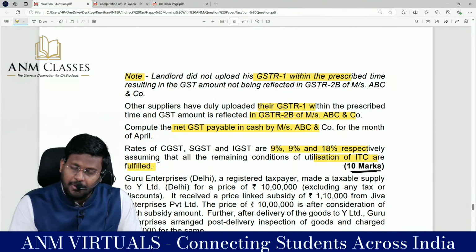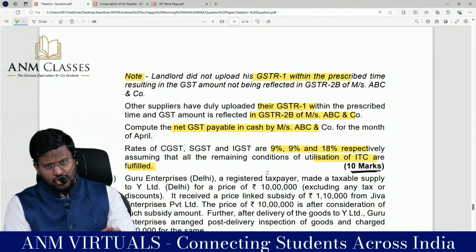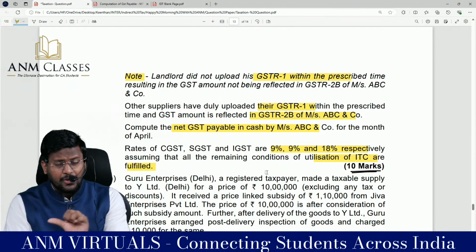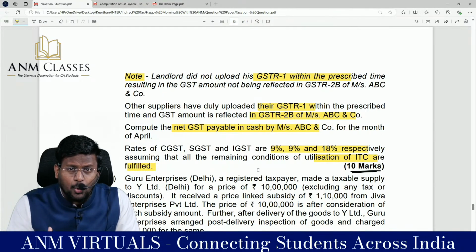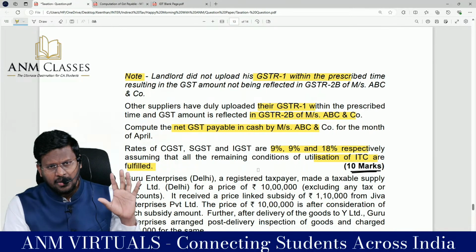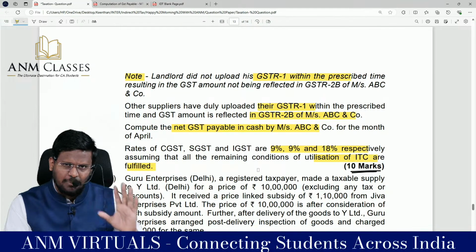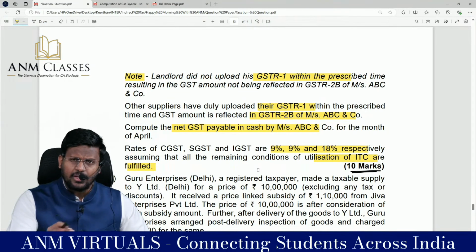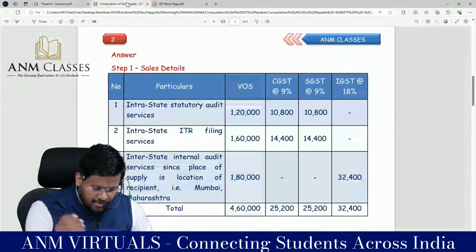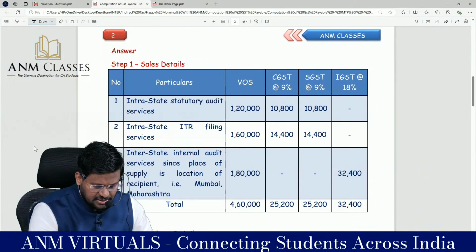Computation of GST payable, that too, if you are following my 5-step approach. If you see the 25 question marathon which I have uploaded on YouTube, then this 10 marks will be in your pocket. That case scenario of 15 marks and computation of GST payable of 10 marks itself will take you to a different level of marks. Right. Step number 1 is the sales details.